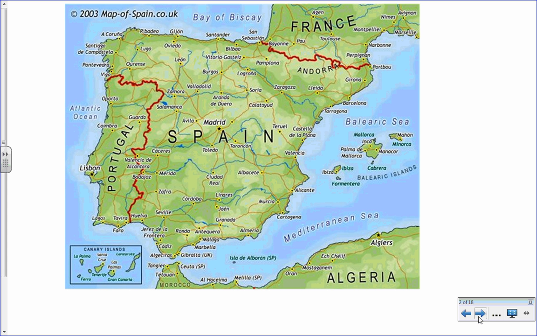Here we see a map of Spain and Portugal. Portugal leading the age of exploration in 1488 with Diaz, and Spain coming along now in 1492 with Christopher Columbus. You can see how close these countries are and why they were so competitive for sailing advantages.